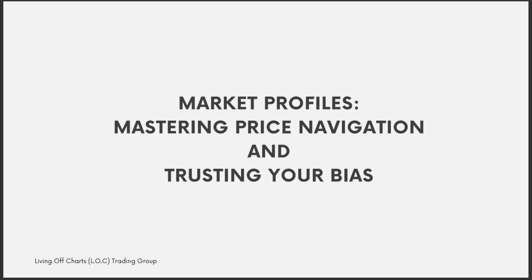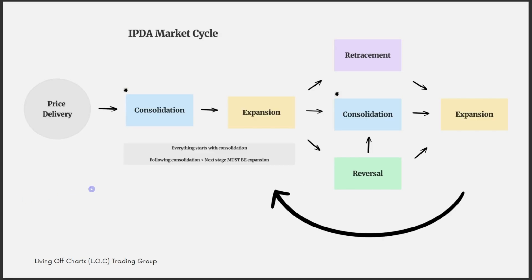We're going to be talking about market profiles, mastering price navigation and trusting your bias. So over here we got a nice schematic of IPDA market cycles. Now what is IPDA market cycles? First of all, this is about price delivery. So there are three things that can happen inside of an IPDA market cycle. We either have consolidation, or we have an expansion, or we have retracement, or we have a reversal.